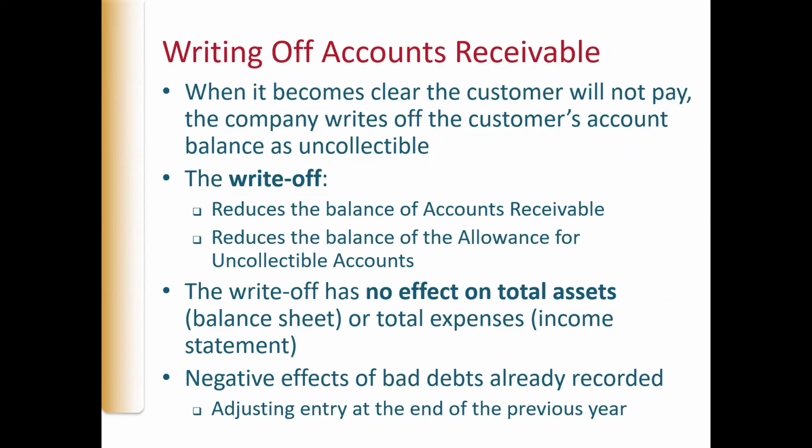So think about it. We're going to credit our accounts receivable for the particular account that we're not going to collect, and we're going to debit the allowance for uncollectibles. As you see here, when we write off a specific account, it won't have any effect on total assets or total expenses for that matter, because we've already recorded the bad debt in the previous year. All we're doing is we've allowed for this allowance for uncollectibles. So when we write off a specific account, we've got an allowance standing by to offset it with.